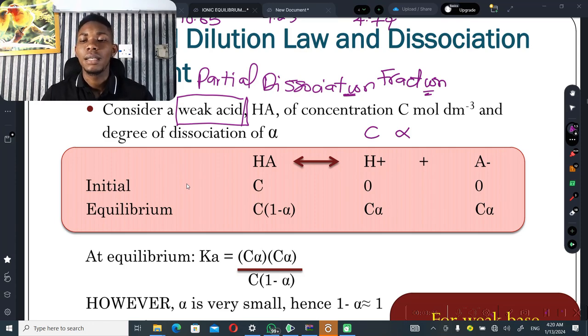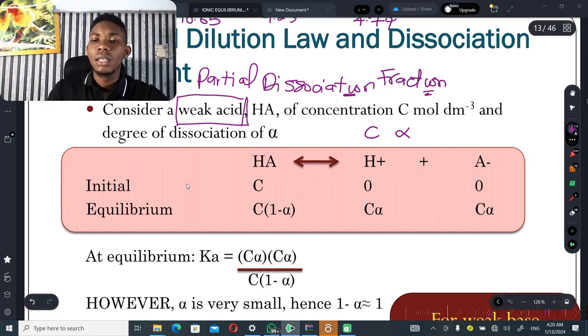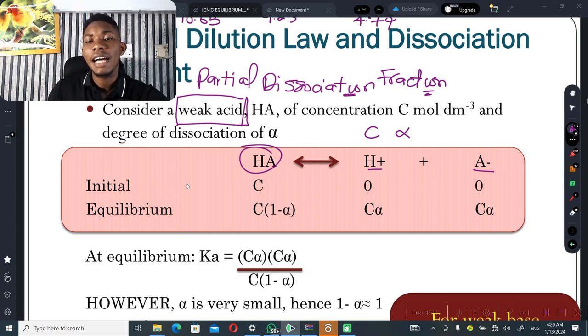Is that okay? Now, as time progresses, at equilibrium, it means that the rate at which HA is converting to H plus and A minus is equal to the rate at which A minus and H plus are coming back to HA. What do we mean by that statement? It's a very simple thing. HA dissociates to give us H plus and A minus. As time progresses, the time will come when these two will start reacting backward. That's why we say we have the forward reaction and the backward reaction.